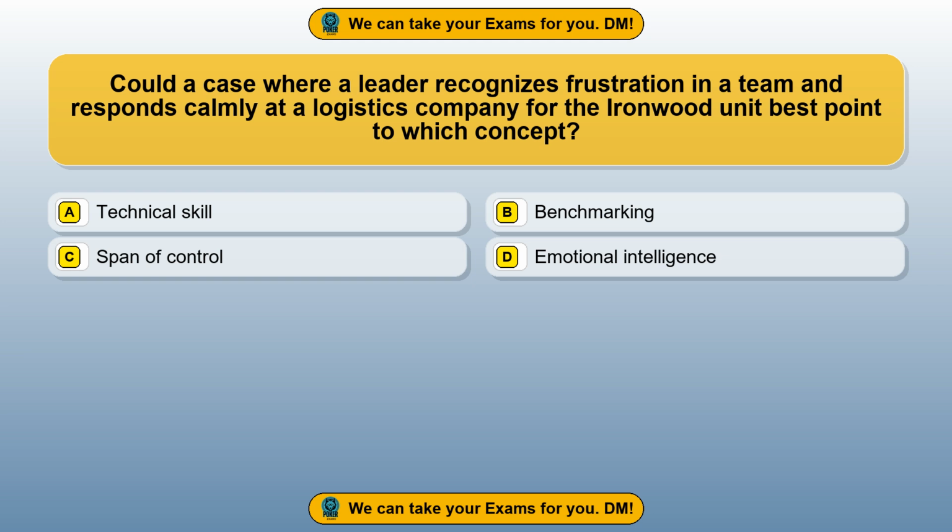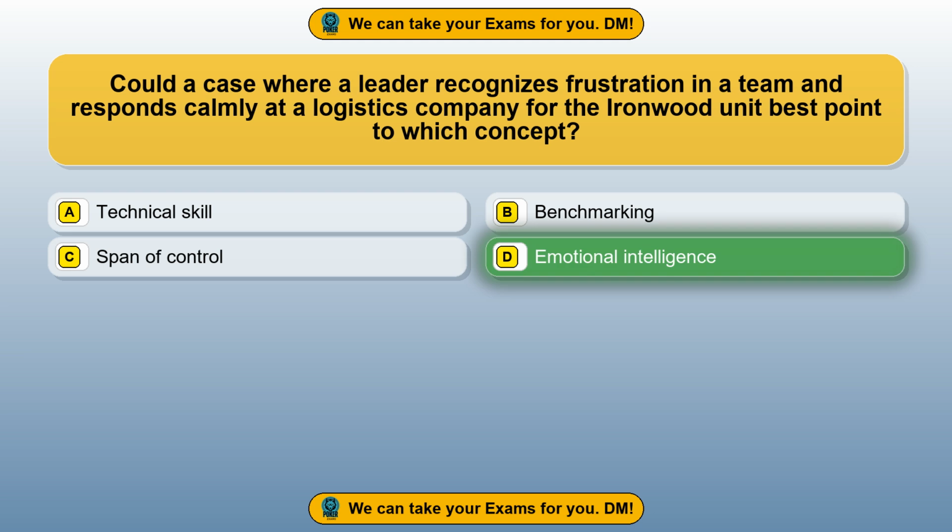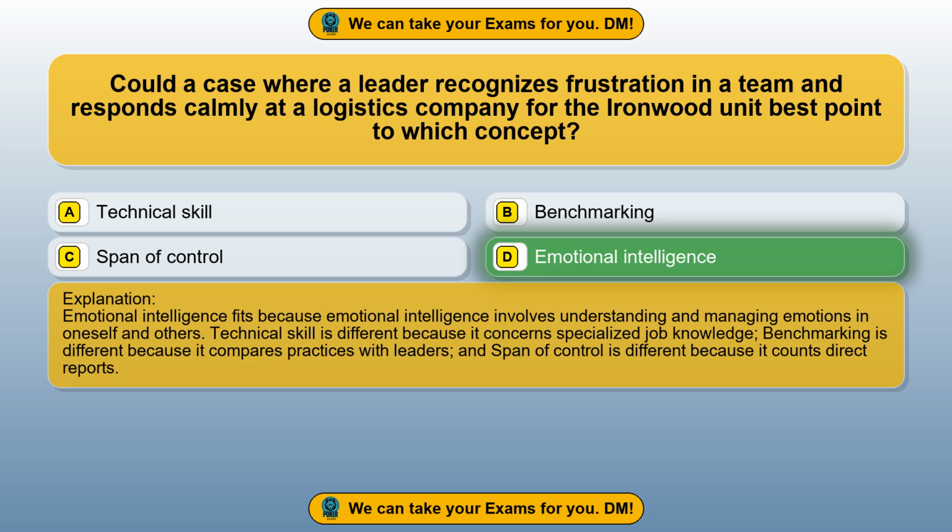Option B, benchmarking. Option C, span of control. Option D, emotional intelligence. The correct answer is option D, emotional intelligence. Emotional intelligence fits because emotional intelligence involves understanding and managing emotions in oneself and others. Technical skill is different because it concerns specialized job knowledge. Benchmarking is different because it compares practices with leaders, and span of control is different because it counts direct reports.